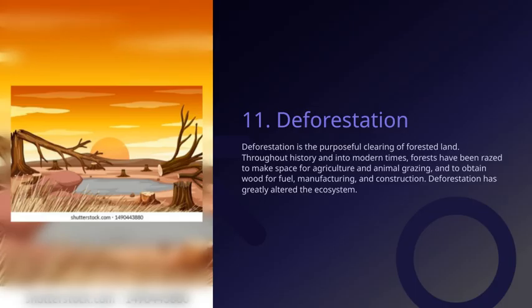But it's important to recognize that deforestation has significantly altered the ecosystem. When we remove large areas of forest, it impacts biodiversity, climate regulation, and many other natural processes. Understanding this helps us see how human activity directly affects the environment and highlights the importance of sustainable practices.